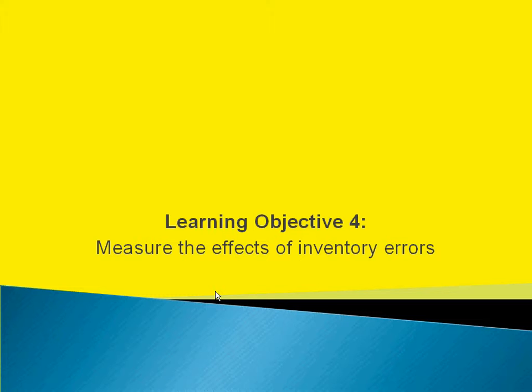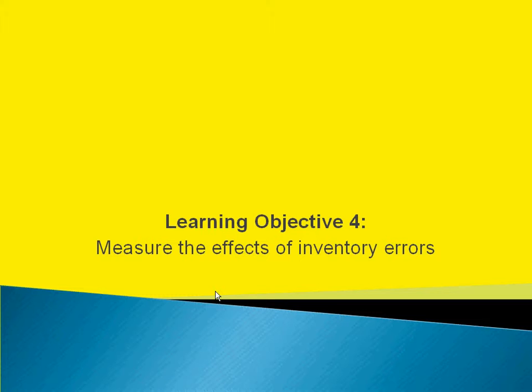So inventory errors carry through this relationship of inventory, cost of goods sold, how it affects the balance sheet, how it affects the income statement, and we're going to talk about that here in this objective. Okay, with inventory errors, any inventory errors become next year's beginning inventory errors.